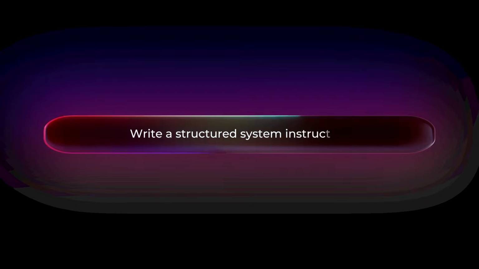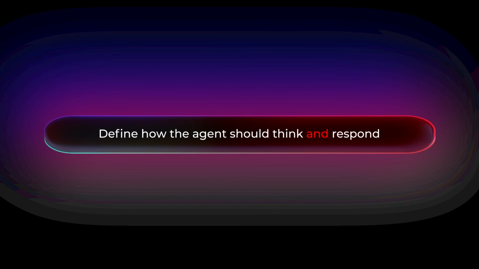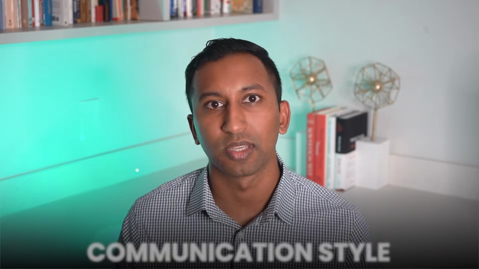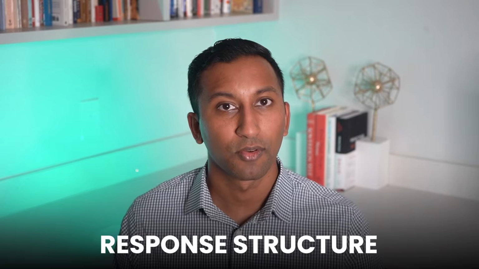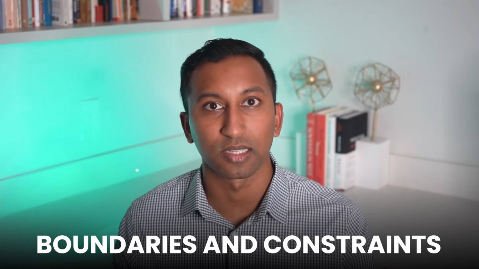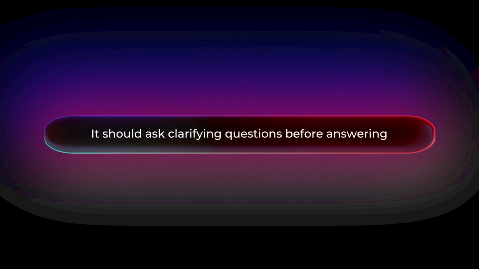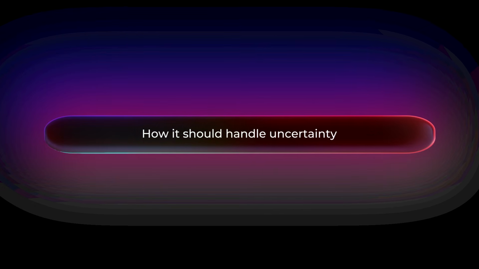Next, write a structured system instruction. This is the core of your agent. Instead of describing a task, define how the agent should think and respond. Include elements like its role, communication style, response structure, formatting rules, level of detail, and any boundaries or constraints. Be explicit. So for example, you might specify tone, length limits, required sections in responses, whether it should ask clarifying questions before answering, or how it should handle uncertainty.